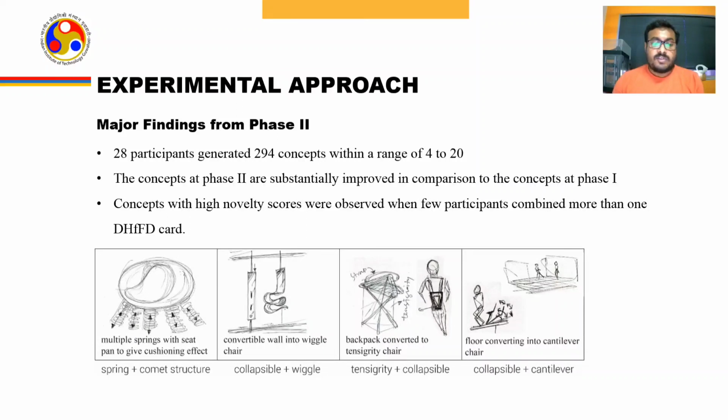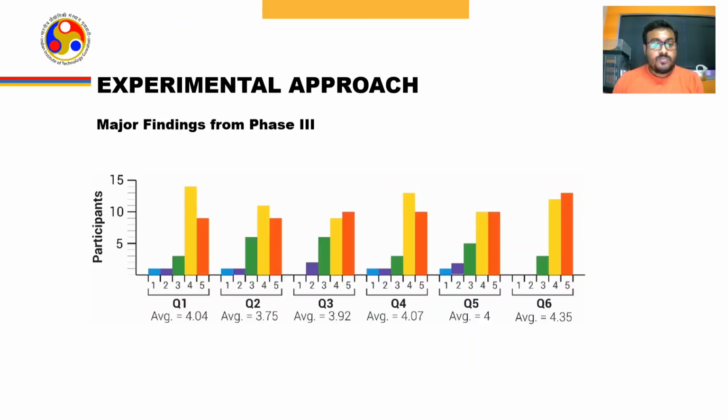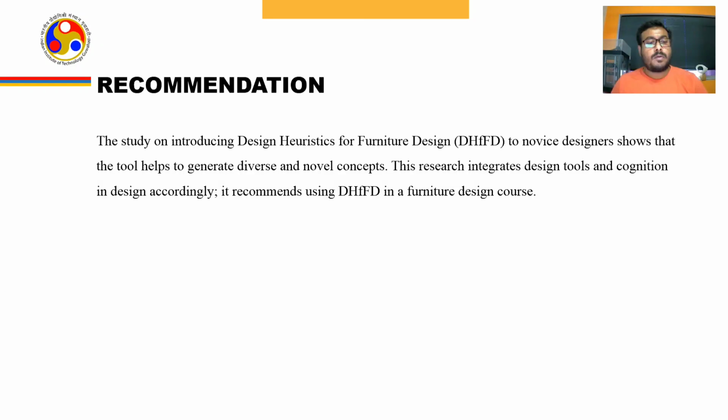In comparison to phase 1, here are the major findings from phase 2. 28 participants generated 294 concepts within a range of 4 to 20. The concepts at phase 2 are substantially improved in comparison to the concepts at phase 1. Concepts with high novelty scores were observed when few participants combined more than one DHFD card. Major findings from phase 3. So here the graph shows the average score corresponding to the questions asked in phase 3.